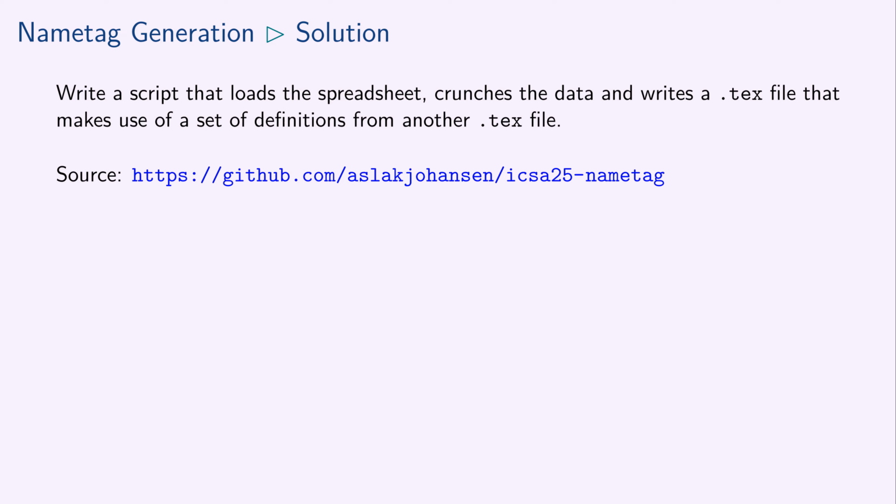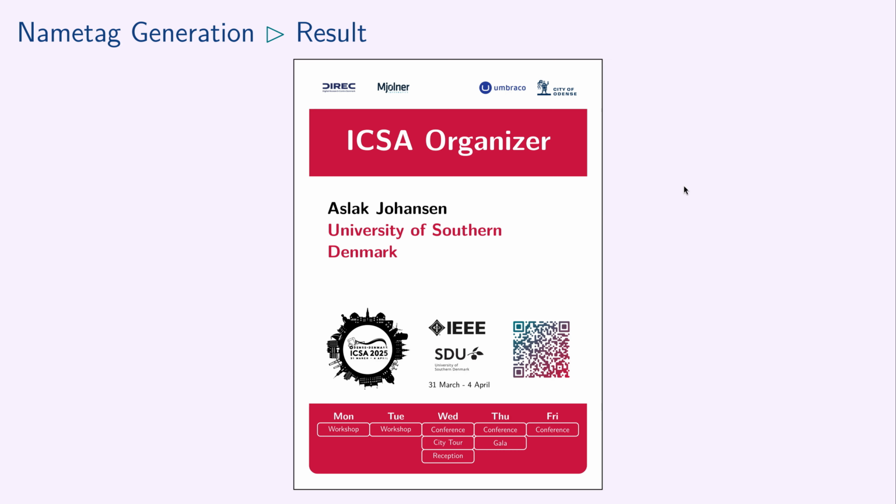And at the end of the day, I ended up writing a script that loaded in the spreadsheet, crunched the data, and produced one tag file that represents all the name tags that needed to be printed. And that tag file made use of definitions that were made in a different tag file. You can find the source code here, and the result looked like this.